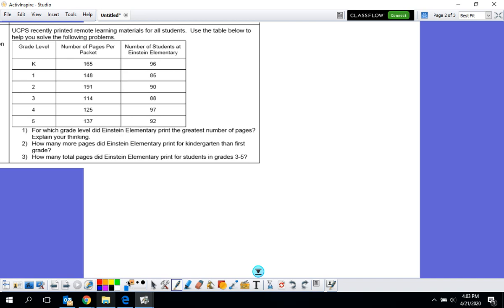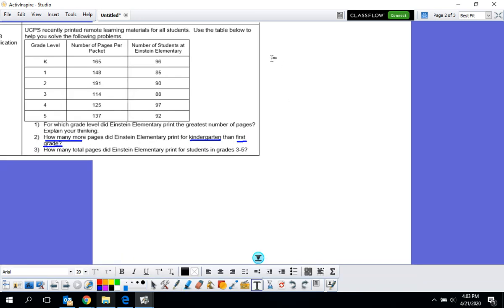For number 2, it asks, how many more pages did Einstein Elementary print for kindergarten than 1st grade? I see a couple things that are important here. How many more? That right there, and then I see kindergarten, and then I see 1st grade. That makes me think I'm comparing kindergarten versus 1st. Again, if I'm comparing, you should know what operation that is. I'm not going to tell you. That's for you to figure out.